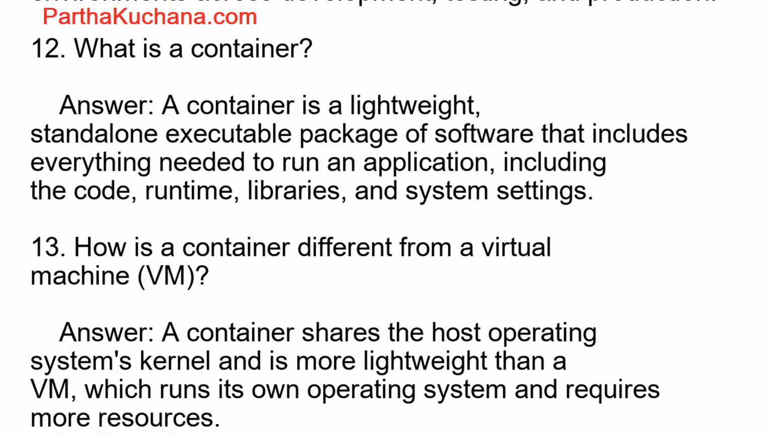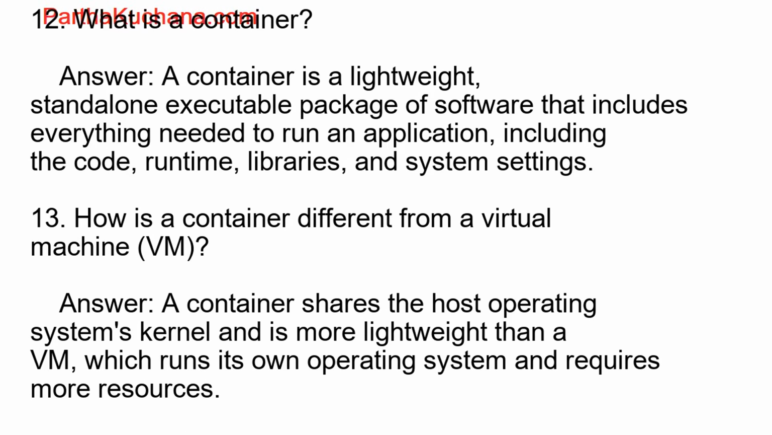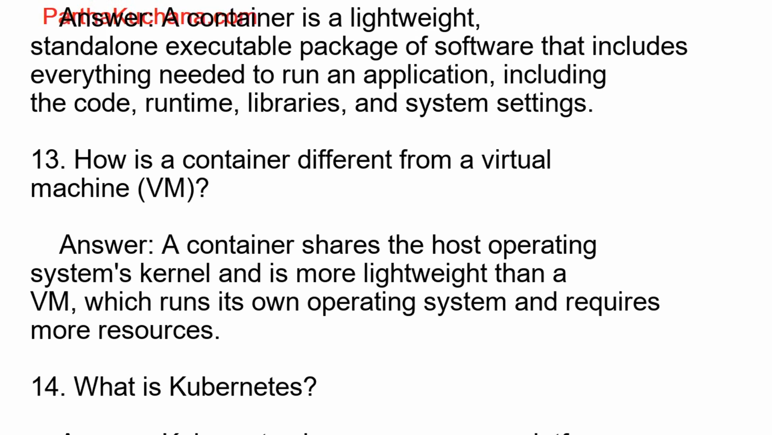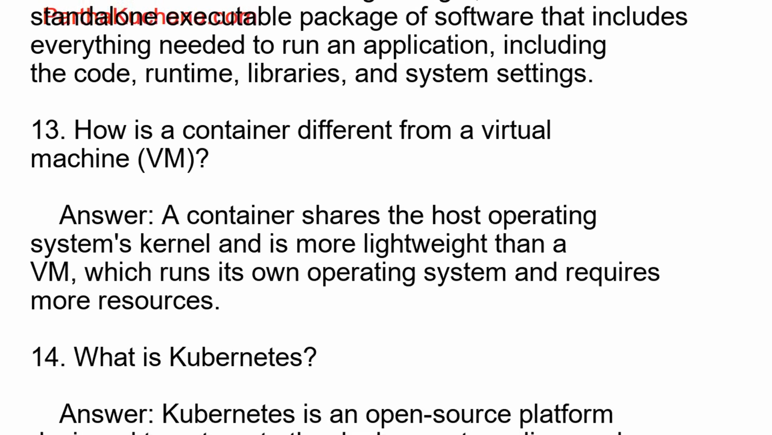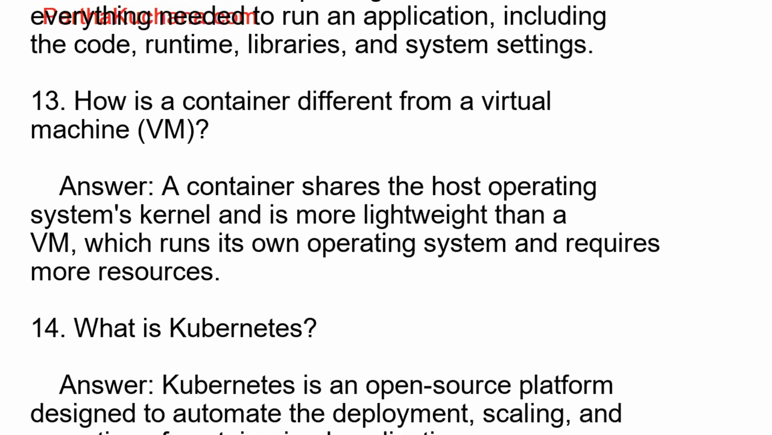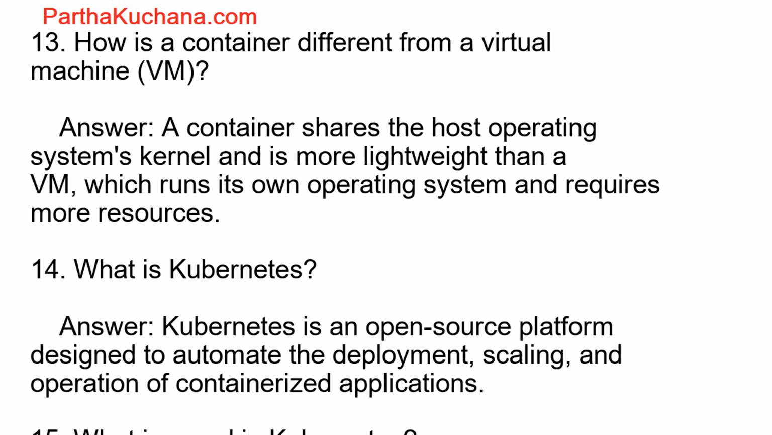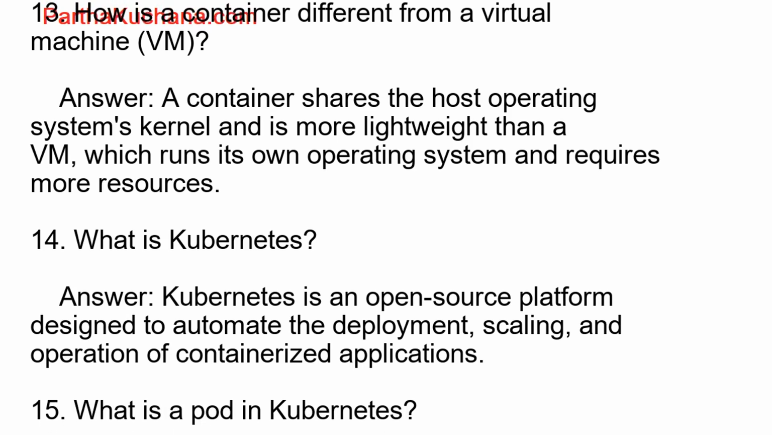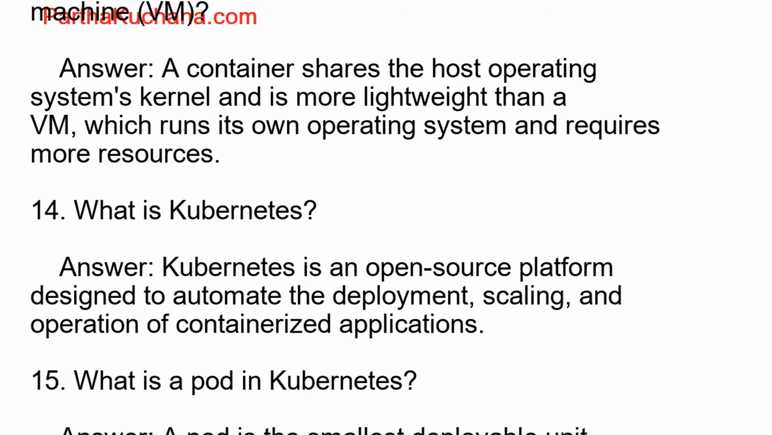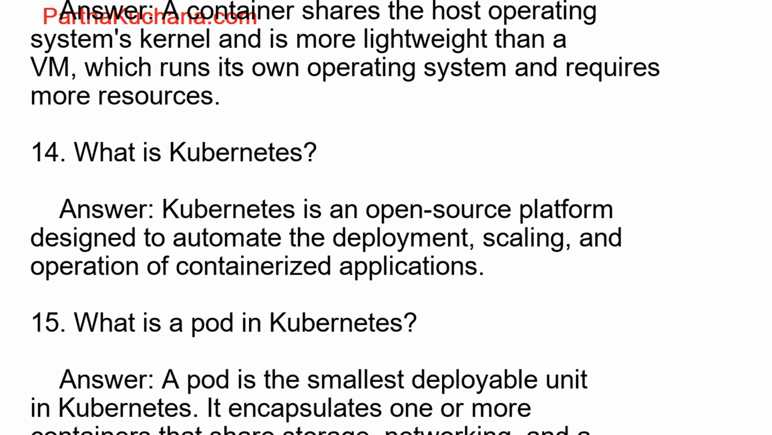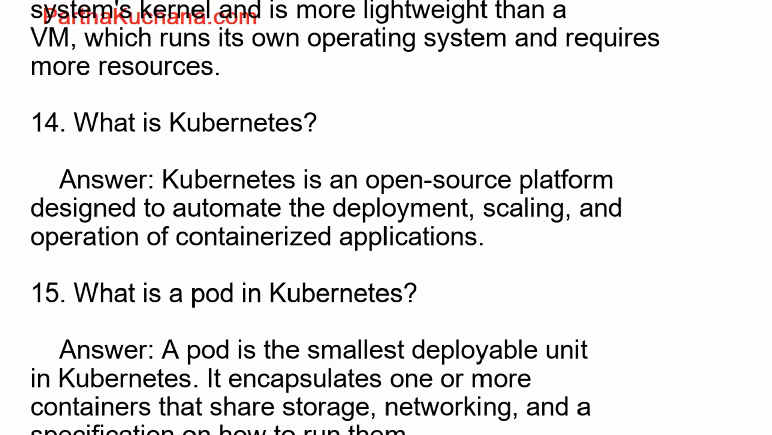14. What is Kubernetes? Answer. Kubernetes is an open-source platform designed to automate the deployment, scaling, and operation of containerized applications. 15. What is a pod in Kubernetes? Answer. A pod is the smallest deployable unit in Kubernetes. It encapsulates one or more containers that share storage, networking, and a specification on how to run them.